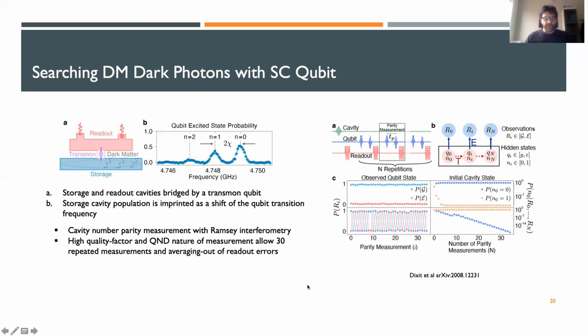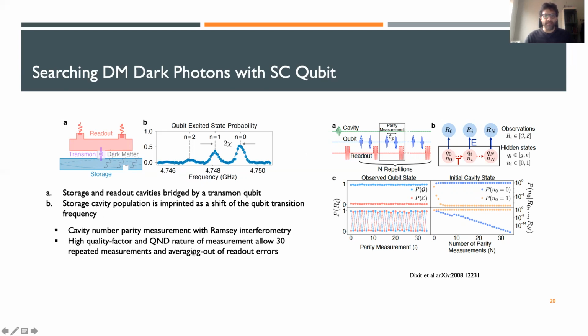We recently had a publication on a result, not exactly on axion, but on dark photon, which is, let's say, an axion-like particle, if you want, with a quantum sensor. This is composed essentially of a storage cavity and a readout cavity, and the two cavities are bridged by a transmon. The frequency spectrum, the power spectrum of the transmon, just reflects the number of photons you have in the storage cavity. So you can implement your readout procedure to observe the status of the qubit from the readout cavity.